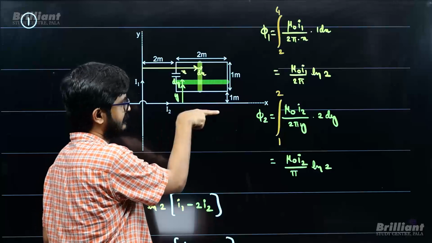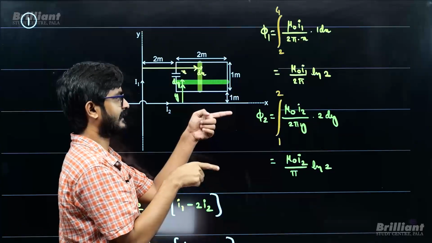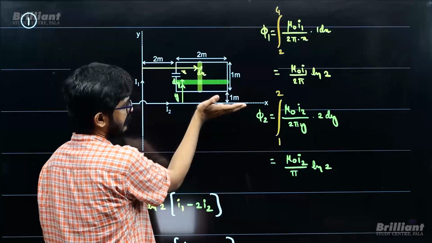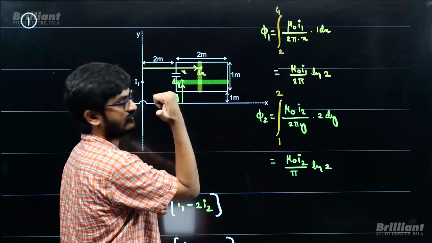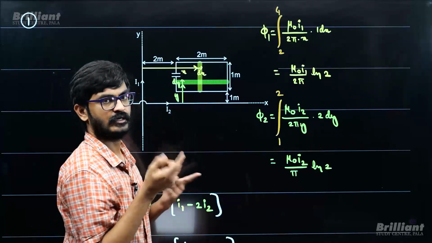So current is in this direction. Because of this one, flux here will be in which direction? This is the current carrying wire, so L bar cross R bar. So flux here will be in the outward direction. What about due to this one? It will be inward. So the flux due to this one and this one are opposing.